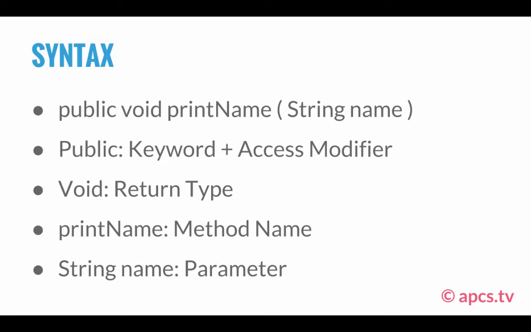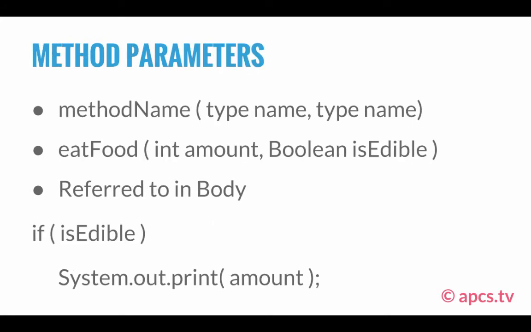Then printName is the method name, and then within the parentheses, String name is known as a parameter. So a parameter is kind of like the argument that a function takes, and we'll look at exactly what a parameter does. So method parameters: we have method name, parentheses, type name, comma, type name, parentheses. This is just the syntax for the method parameters.